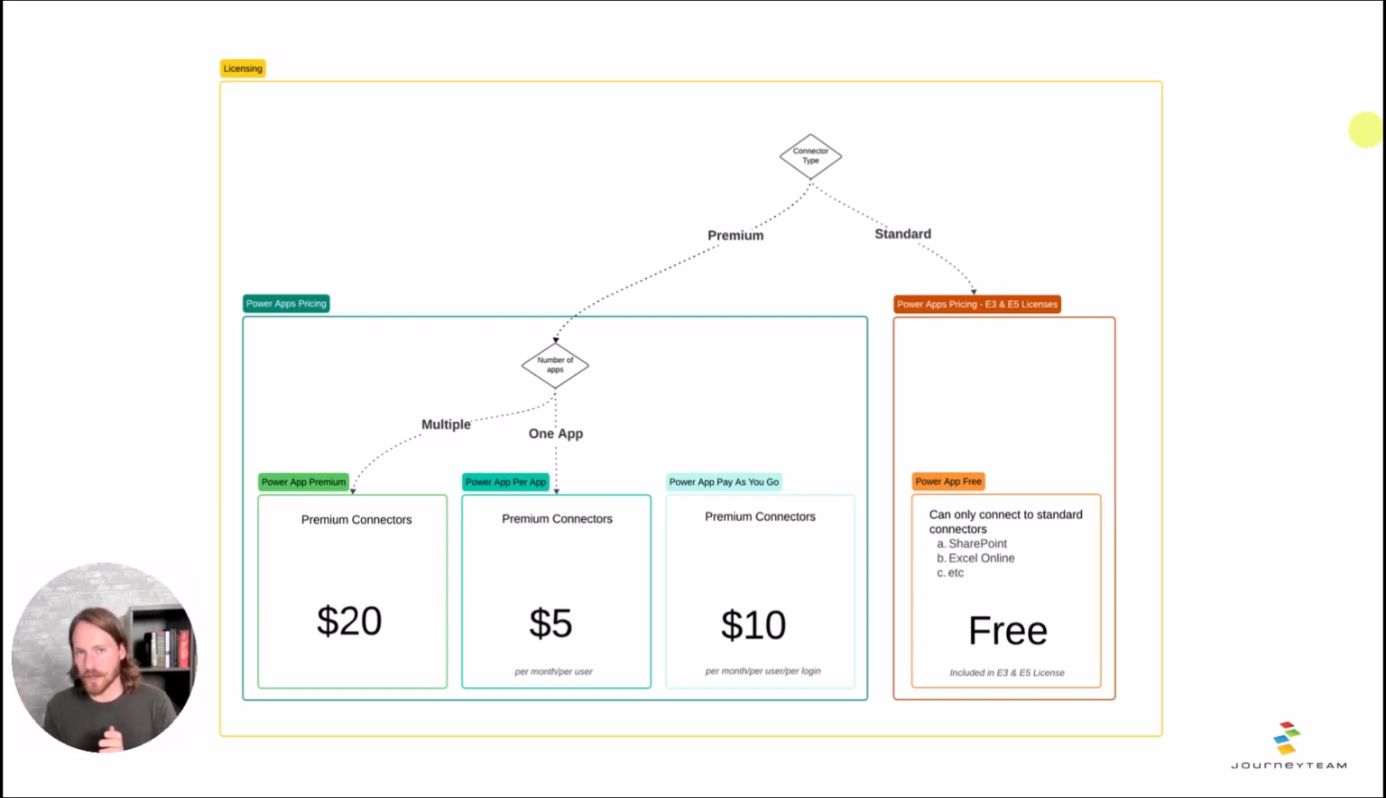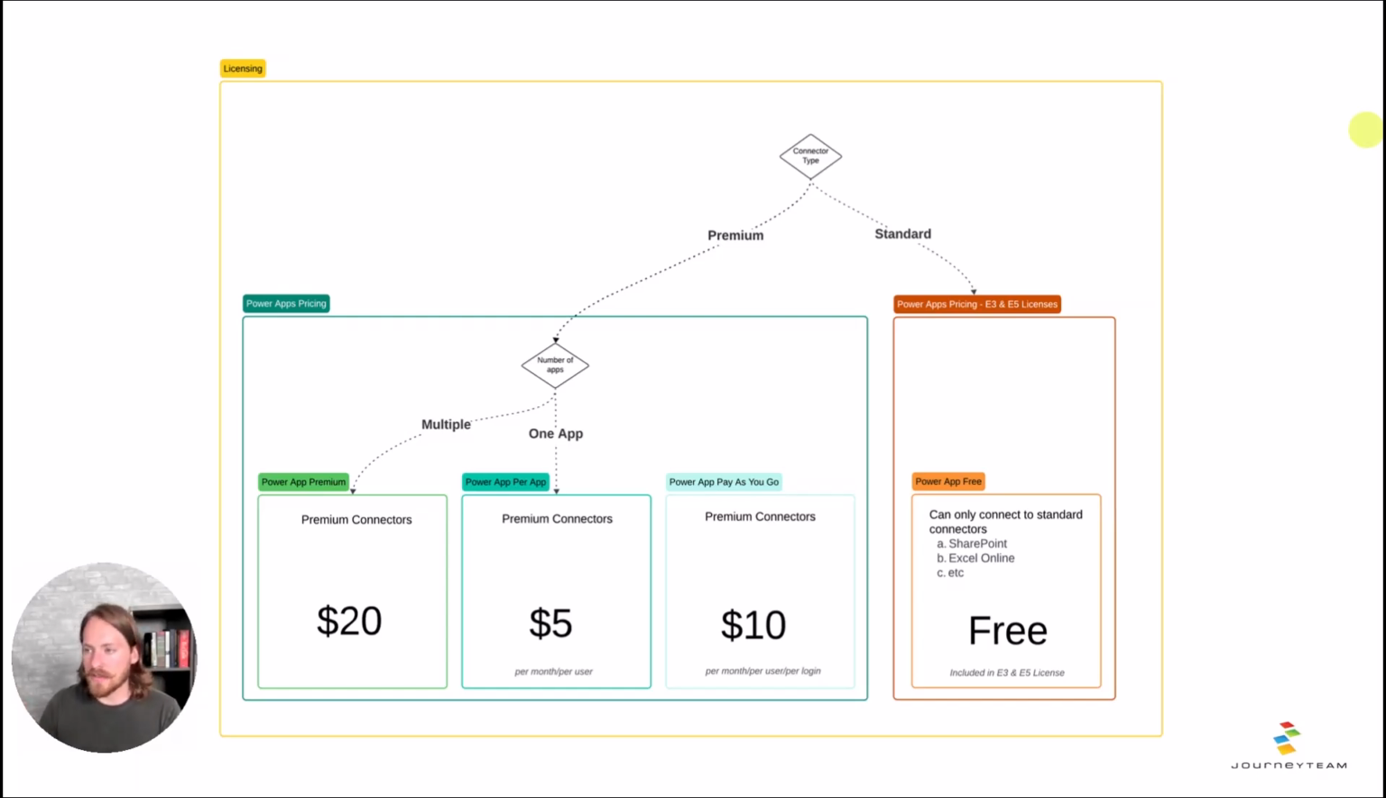SharePoint is a standard connector. Now, if someone's using SharePoint as a relational database, I call foul. I think that is wrong. You should be using the Dataverse or SQL for anything relational. So if they're using standard connectors, like I said, SharePoint is an example, Excel Online, Outlook, essentially everything in the Microsoft suite or the Office suite, those are covered in your E3 and E5 licenses.